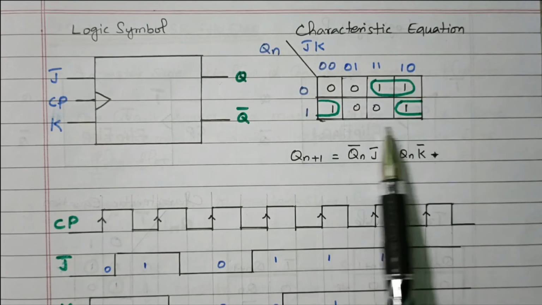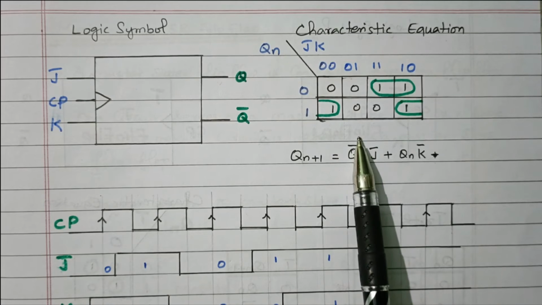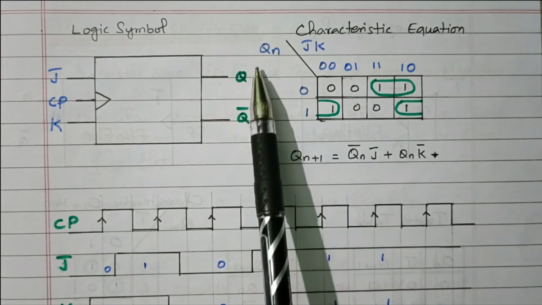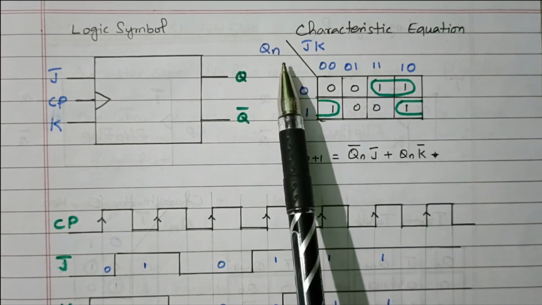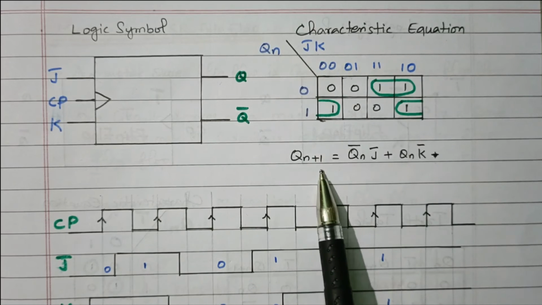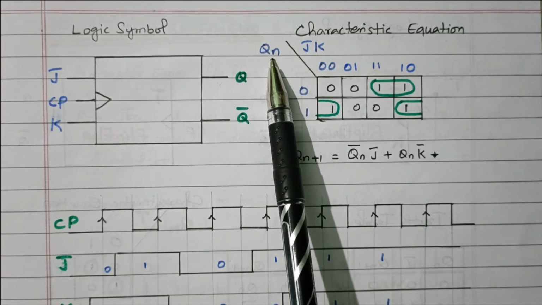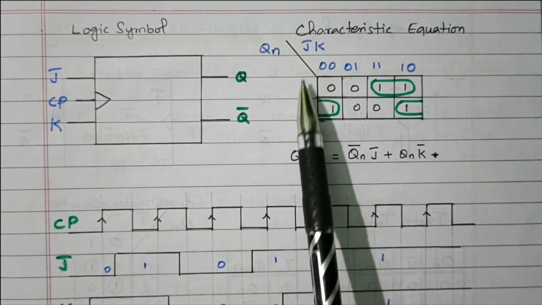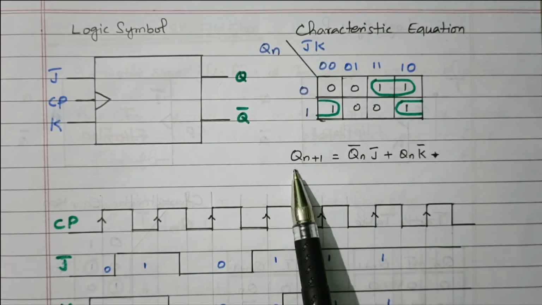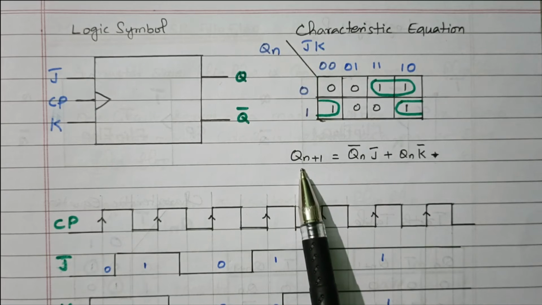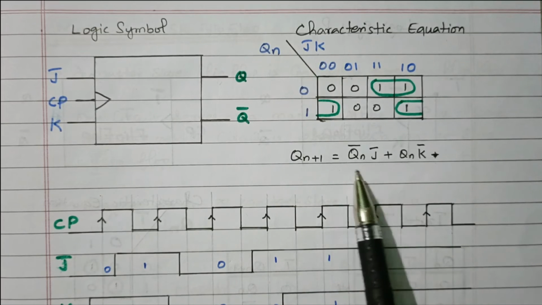This K-map is constructed using the truth table. Here Qn is one input, and J and K are two other inputs. We know that Qn plus 1 depends upon the previous output and the two inputs, so we have Qn and J K, three inputs. From that we calculated the next output, Qn plus 1, the next state. So this is the equation.